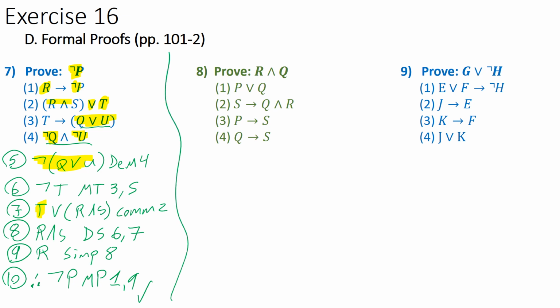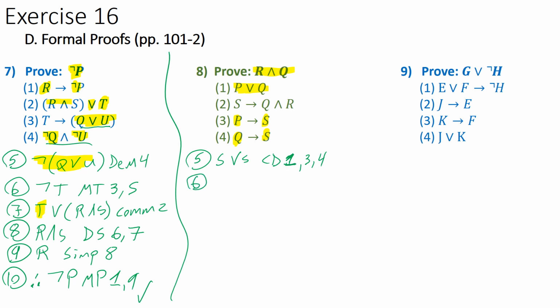For 8, we want to prove the conjunction R and Q. And let's see, we have this disjunction here, P or Q. Well, P appears here in the antecedent, Q appears here in another antecedent, so we could get S or S because we have a constructive dilemma. Line 5, S or S, constructive dilemma, lines 1, 3, and 4.